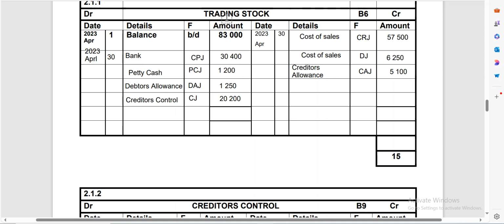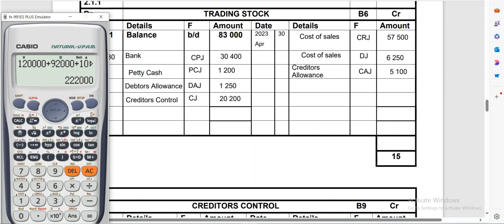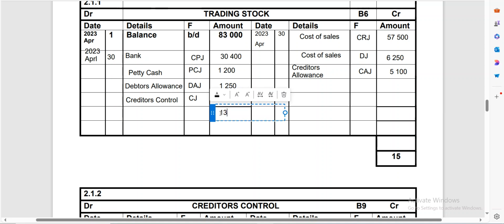Now I know that obviously my debit side will be big. If you can check with what I have, it means my debit side will be big. So if I say 83,000 plus 30,400, and then plus 1,200, plus 1,250, and then plus 20,200, it will give me 136,050. So I have 136,050 here, but we'll confirm that amount. So let's recalculate it again so that we can be sure if it's the appropriate one.